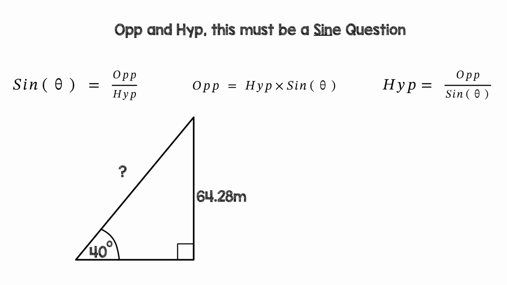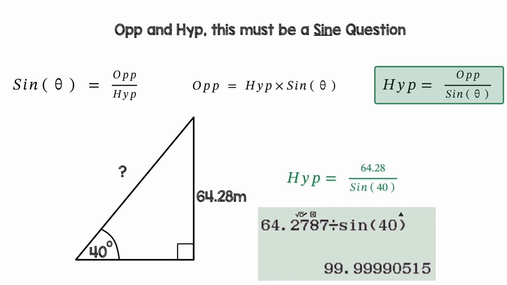We've still got the opposite and hypotenuse in question, so this is still a sine question. But we're finding the hypotenuse now. The hypotenuse is the opposite side divided by the sine of the angle. There's a little bit of rounding involved so that the video looked better, but if you use the full amount of decimal places, you'll get 100 as this answer.